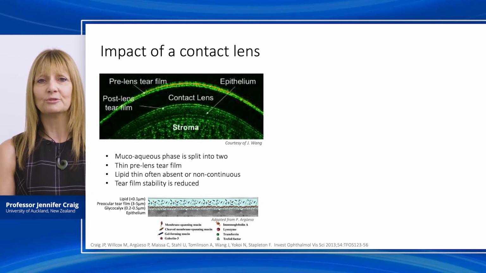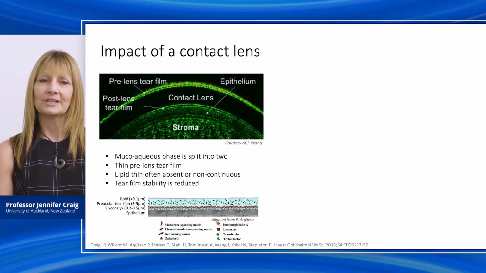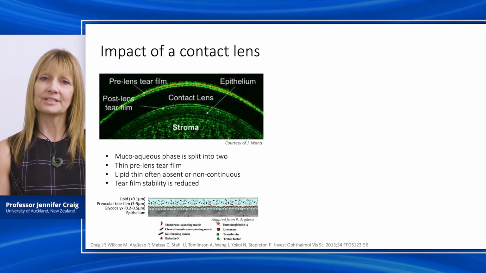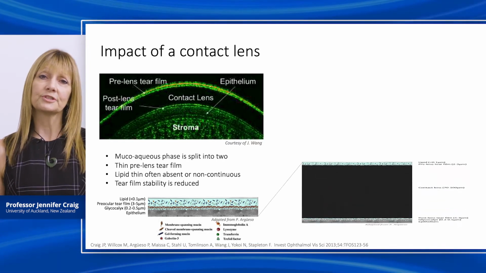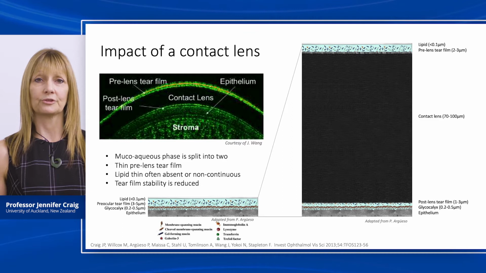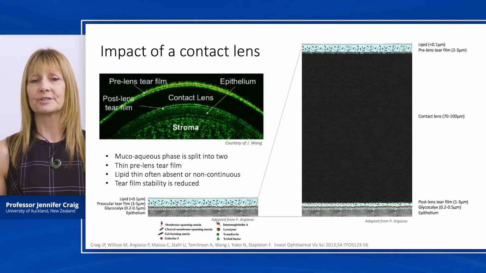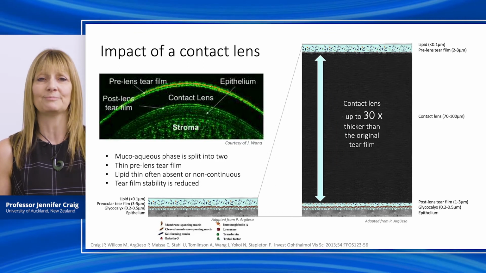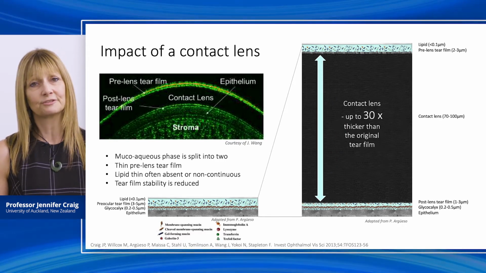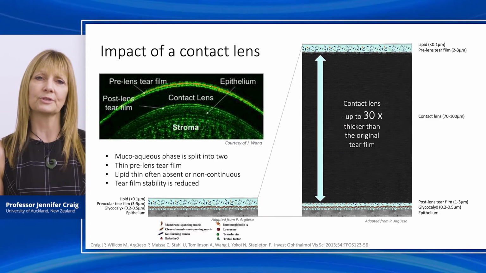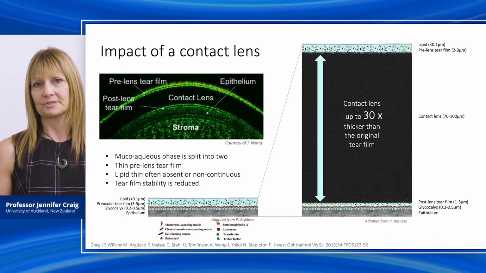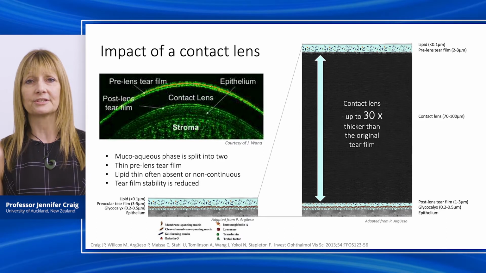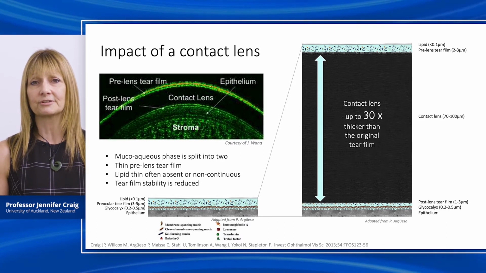and the fact that they can move around within the tears. If we look at their relative thicknesses, we can understand why. The schematic at the bottom left shows the pre-ocular tear film, and on the right, we see what happens when we insert a contact lens, which, with today's soft contact lenses, could be up to 30 times thicker than that tear film. It splits the mucoaqueous phase into two, resulting in a thin pre-lens tear film with a stretched lipid layer that's expected to cover a greater surface area.